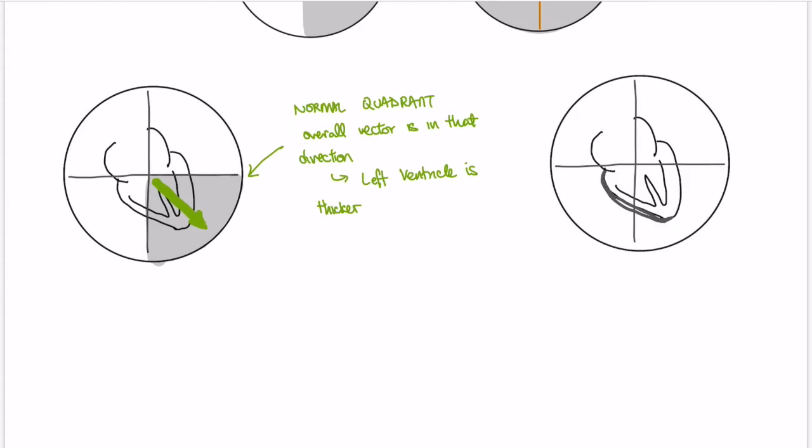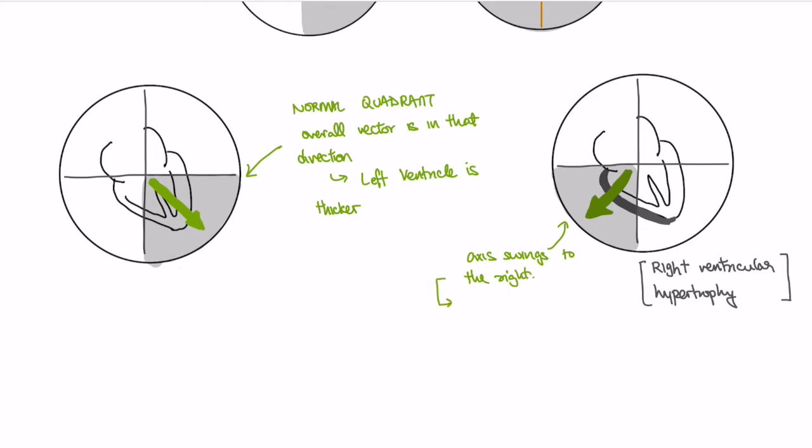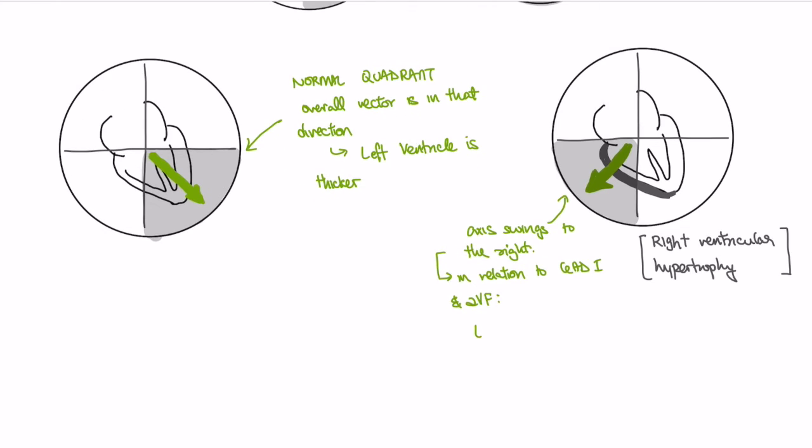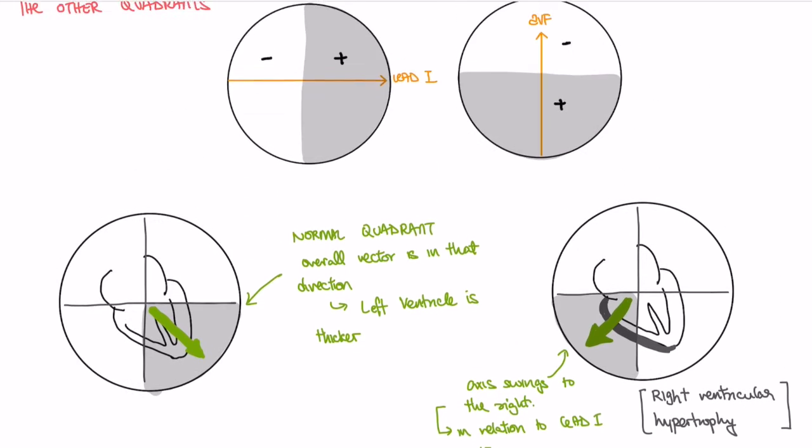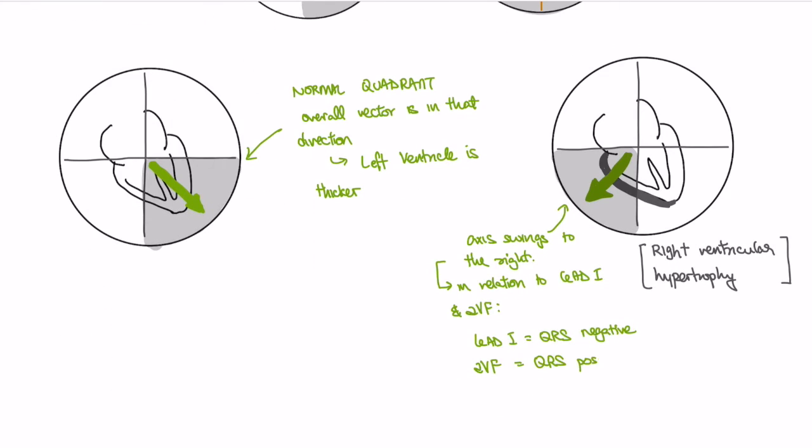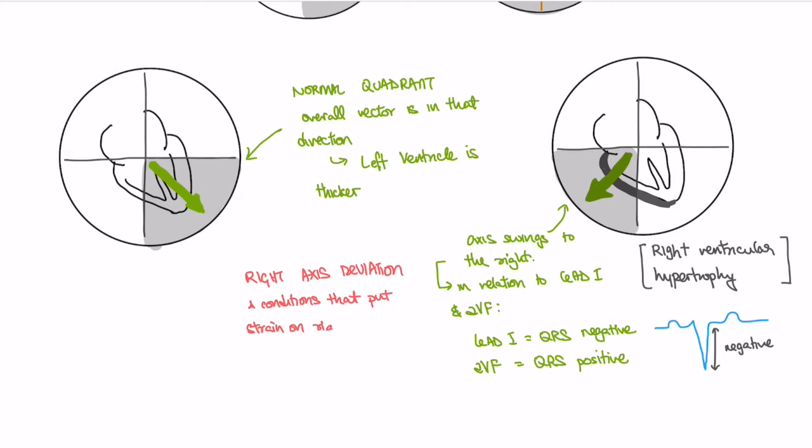Let's say the right ventricle becomes hypertrophied. Then the average electrode vector will swing towards the right. This in relation to lead 1 and AVF is that lead 1 will have a negative deflection of QRS and lead AVF will have a positive deflection. When we say negative deflection, the QRS is predominantly downward. This is called the right axis deviation and is associated mainly with conditions that put strain on the right side of the heart and could be both conduction or structural related.